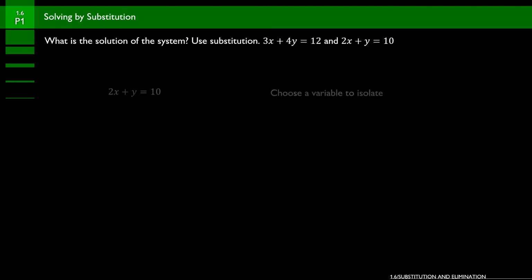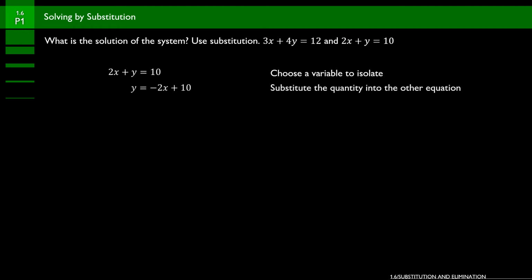So we start by going 2x plus y equals 10, move the 2x over to the other side. So now you're left with y equals negative 2x plus 10. We know what y is equal to. So we can now take the equivalent of y and plug that in for y in the other equation. So that's going to be 3x plus 4 times negative 2x plus 10 equals 12.